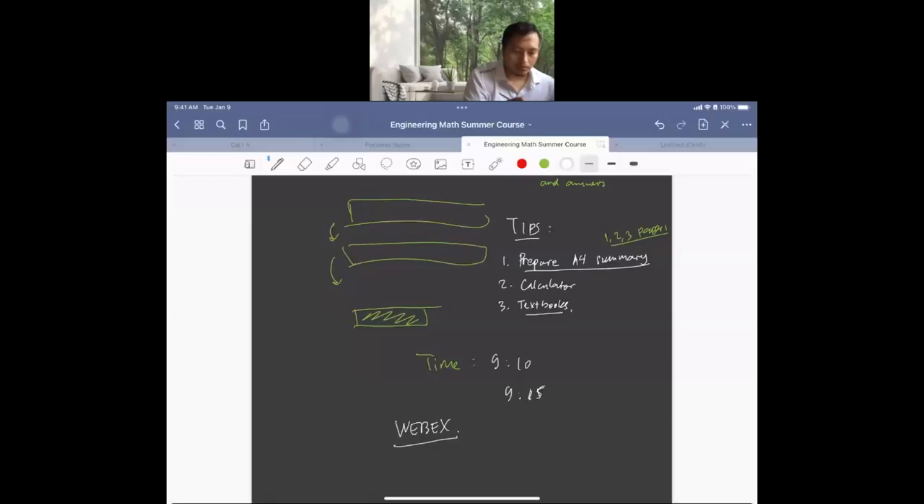So, for time, just prepare from 9. Maybe we will start the exam at 9:15. Maybe it will take 2 hours 20-30 minutes, around 2.5 hours, probably around that time. And I hope it's sufficient. Okay, if there are no questions, I will end here. See you at the midterm on Friday.